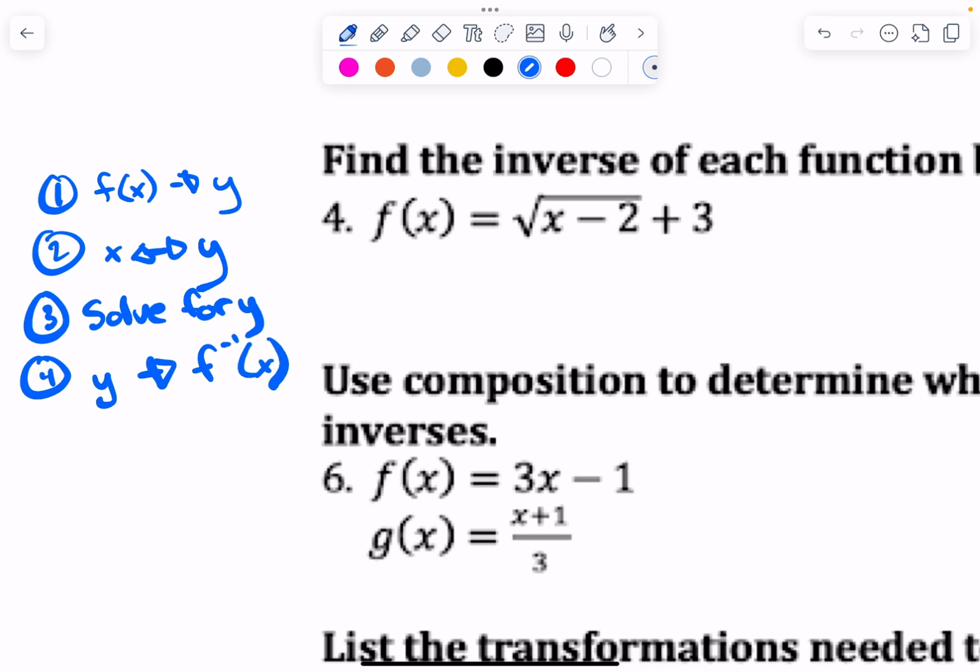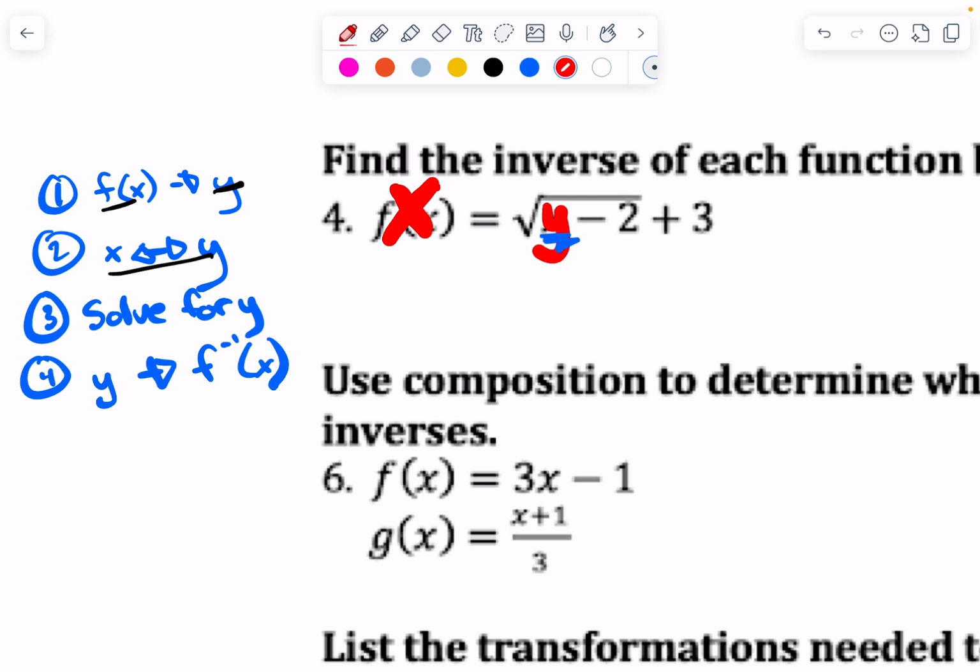Okay, and if I'm going too fast through these, just feel free to pause or do whatever you need to do. All right, here we go. f of x becomes y, and then switch x and y. So I'm going to do that. This is now y, but I'm going to switch it, and it is actually going to be my x coordinate, and this is going to be my y coordinate. And now I want to solve for y, so I'm going to get this y by itself.